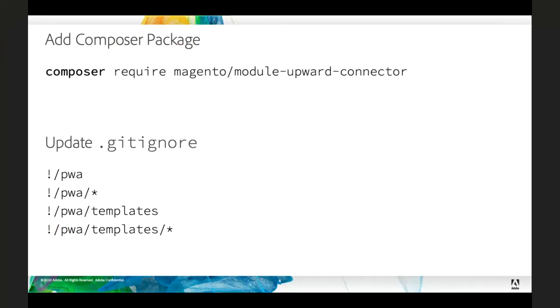Now, we need to include our PWA assets along with our project, and so we're going to store them in a PWA directory, which means we need to update our git ignore in order to include that, right? So we need to include both the PWA directory and the templates directory and all of its contents.